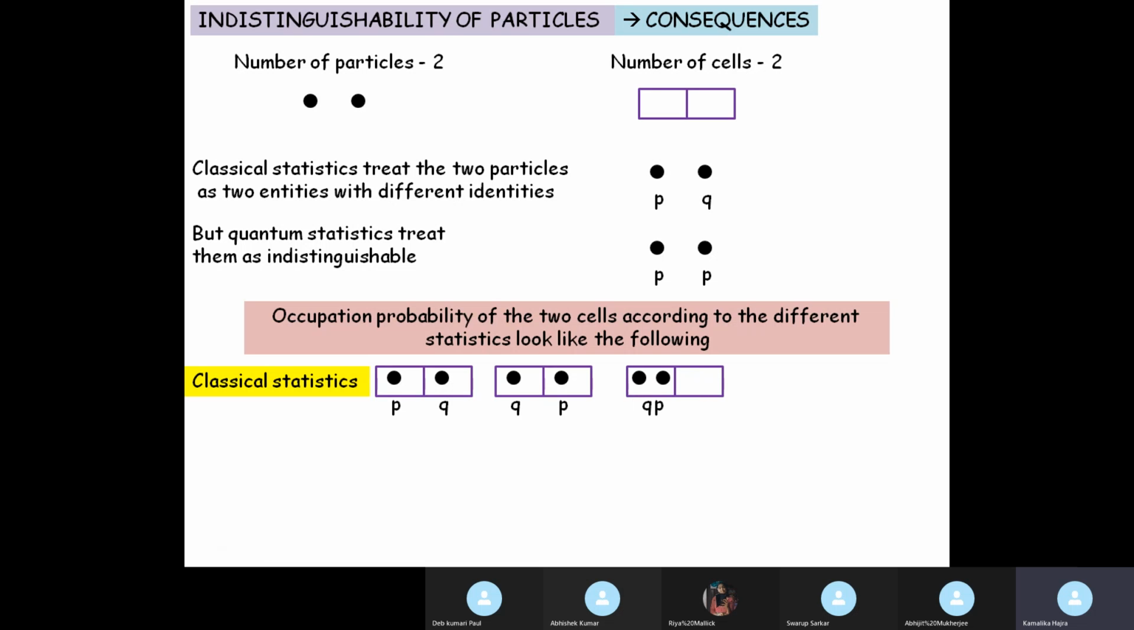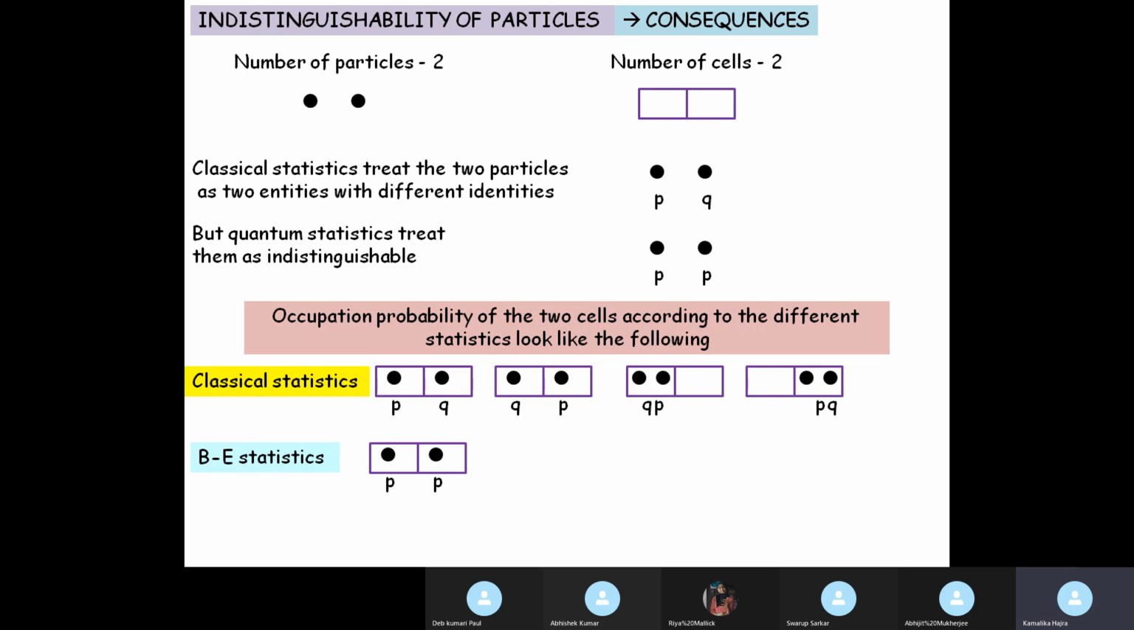Also, since there is no Pauli's exclusion principle, there is no restriction on the number of particles occupying a single cell. Both can sit in the same cell. Both particles can occupy the same compartment. Like in a B.Com class, where there are 100 chairs and 200 students, so they will have to share, or PQ. So although there are 2 particles and 2 compartments, the number of ways in which the 2 cells will be occupied by the 2 particles is 4.